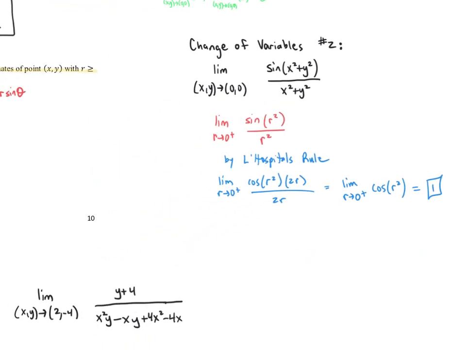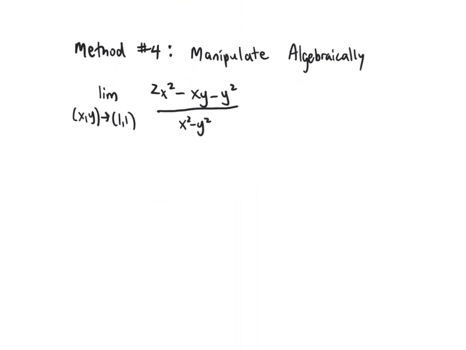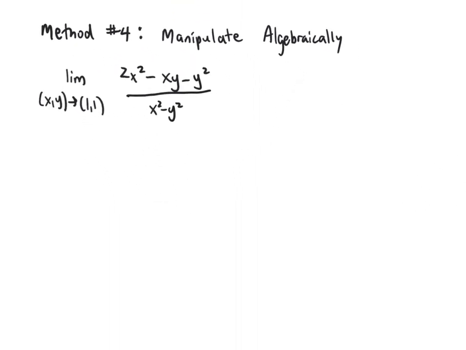All right, let's move on to method 4. Now in your notes, you do not have any for method 4. Again, this was for some reason left off when I got these printed for you. So again, just please add this example along with the other ones I've given you as some supplement to what we're studying here. This is going to be to manipulate algebraically.